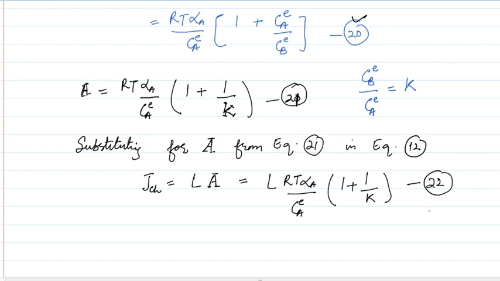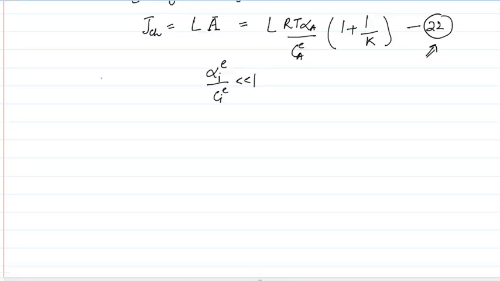This equation, 22, is derived by assuming that the reaction is close to equilibrium. That means we have simply used alpha i upon Ci equilibrium less than 1 for the generalized case. Now this is the kinetic treatment, and this is the thermodynamic treatment, this relation.